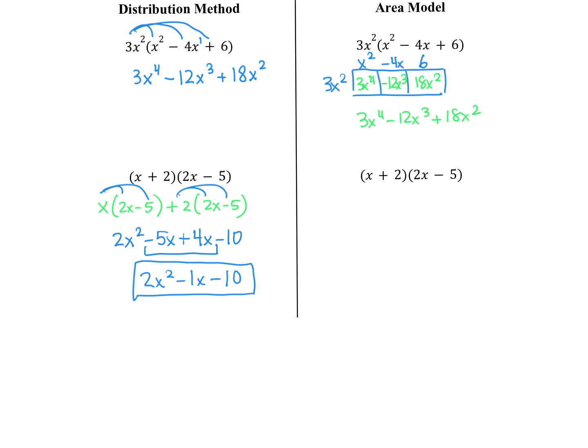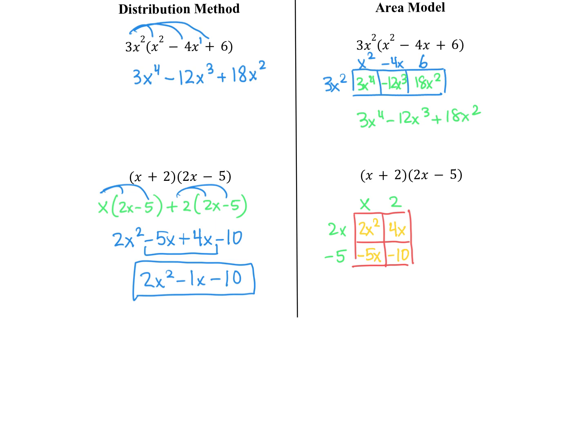But we have a box method to accomplish the same exact thing. So now my box, because I have a binomial times a binomial, I need two columns and two rows. My binomials get written on the outside, x and plus 2, 2x and minus 5. Again, for each box, multiply whatever's above it by whatever's to the left of it. So I have x times 2x is 2x squared. 2x times 2 is 4x. Negative 5 times x is negative 5x. And negative 5 times 2 is negative 10.